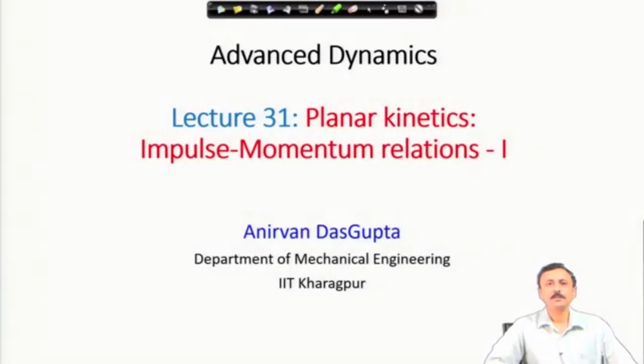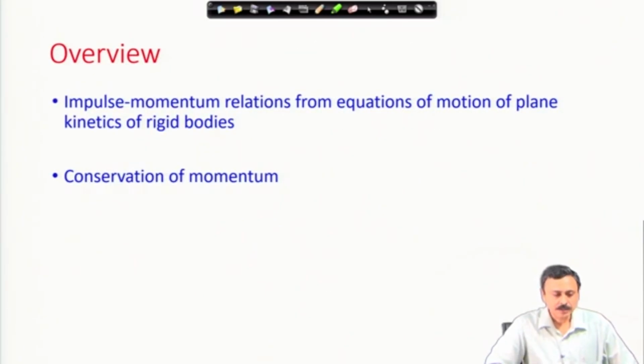In this lecture, we are going to look at the impulse momentum relations for planar kinetics of rigid bodies. We will look at the impulse momentum relations which are derived from the equations of motion for planar kinetics of rigid bodies, and finally look at the conservation of momentum. We are also going to take up some problems.